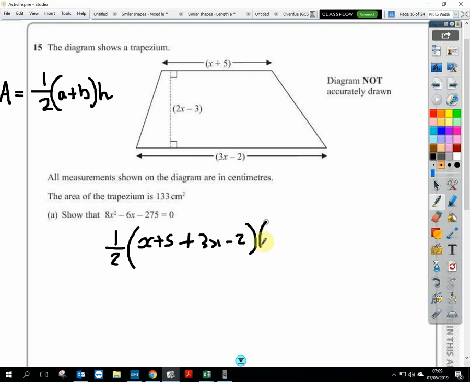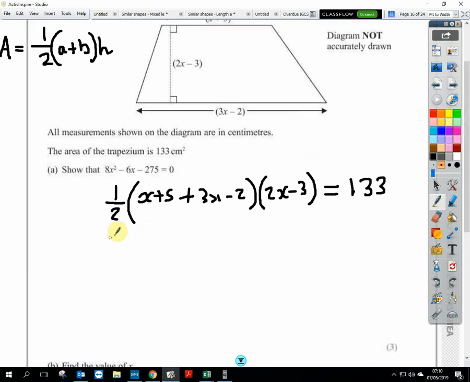And that's times by h, which is 2x minus 3. It's equal to the area of the trapezium. And the area of the trapezium is 133. Right, so let's simplify this bracket. x plus 3x is 4x. And 5 minus 2 is 3. So let's just write that there.